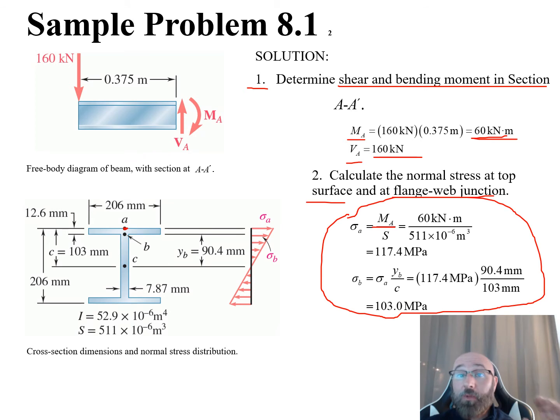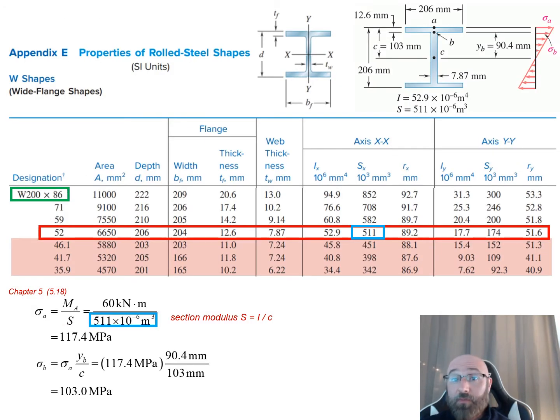So now, in order to plug into these two equations, let's go to our appendices in the back of the book for this type of beam that we're dealing with. For the beam that they gave us, they told us this was a W200 by, in this case here, 52 beam.